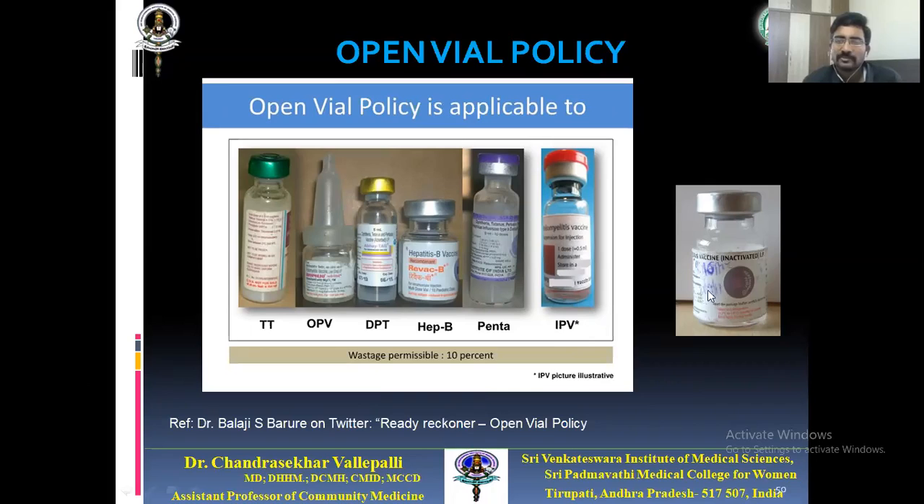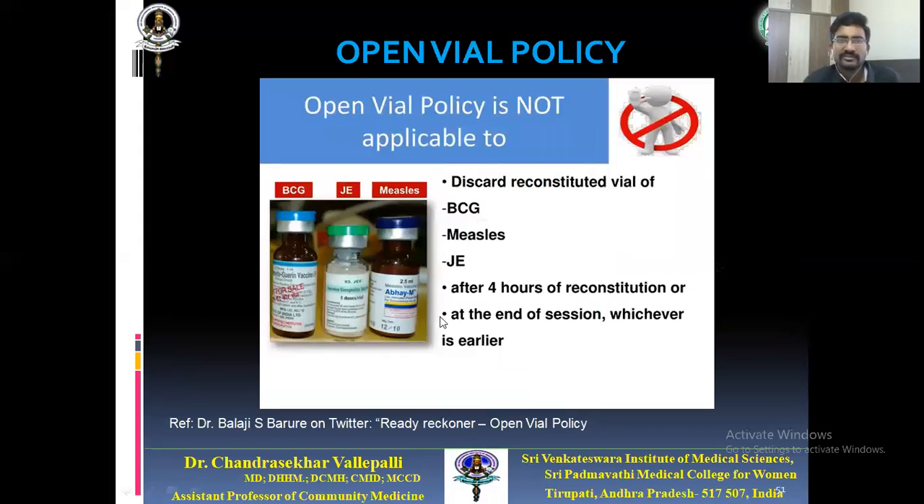You saw in the small picture, we are writing the date and also the time on the open vial. Which vaccines will we avoid? Which vaccines will not come under this open vial policy? That is BCG, Japanese encephalitis, and measles. So these are the 3. And along with this, we can also add rotavirus. These also will not come under the open vial policy.